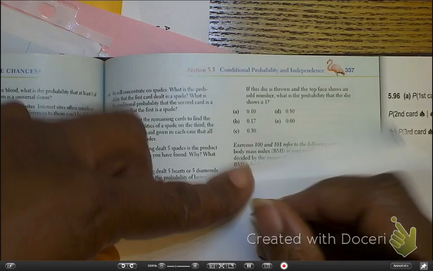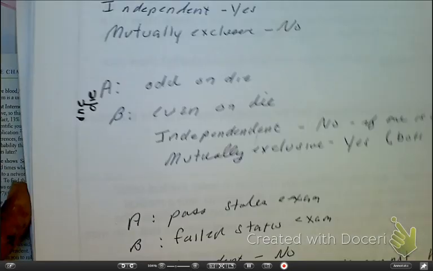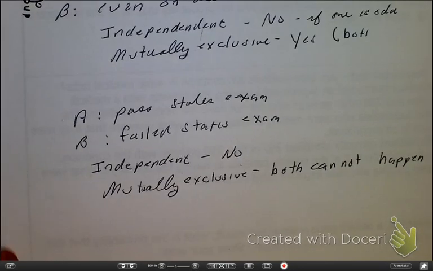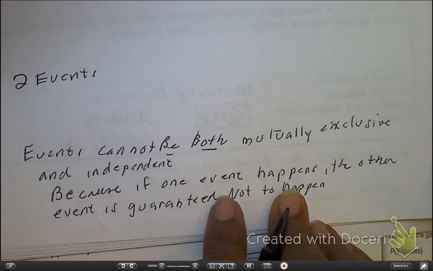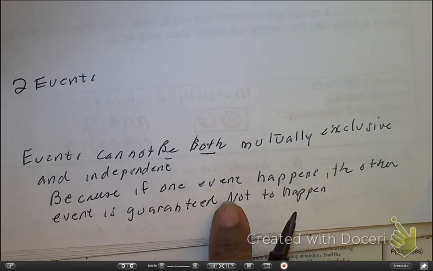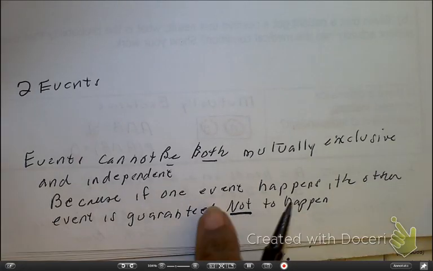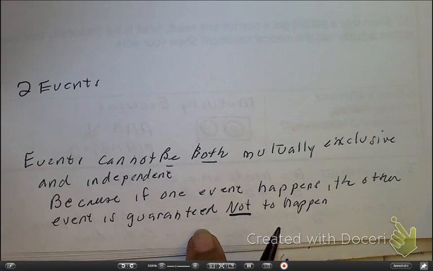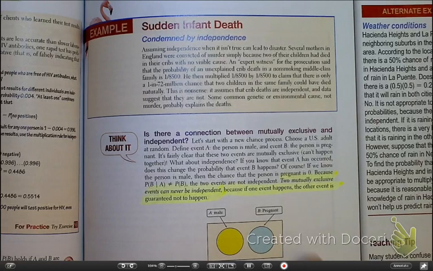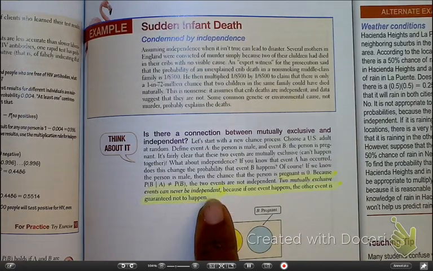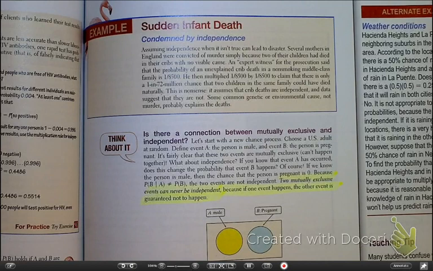So here, let's make a note: one die. Now, I wanted to jump down and say events cannot be both mutually exclusive and dependent because if one event happens, the other one is guaranteed not to happen. And from the fifth edition's perspective, two mutually exclusive events can never be independent because if one event happens, then the other event is guaranteed not to happen. Well, that's saying the same thing I just said, but slightly different.